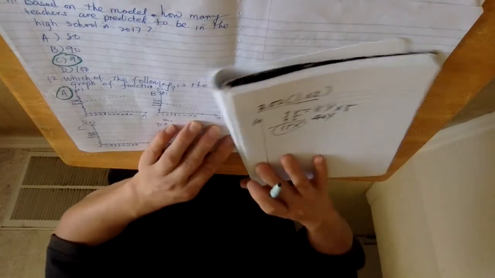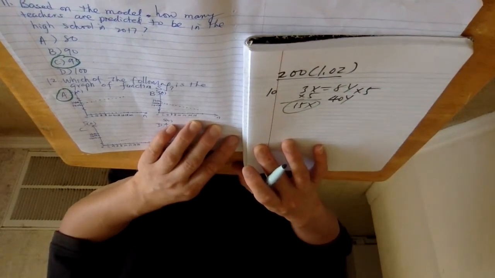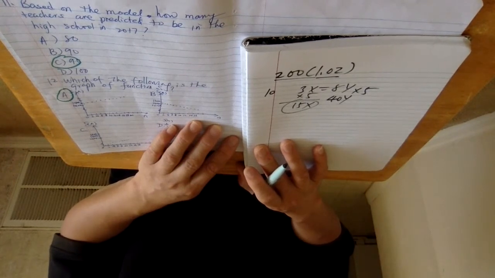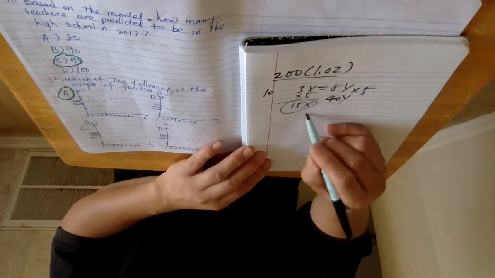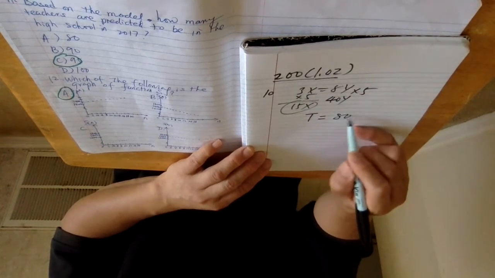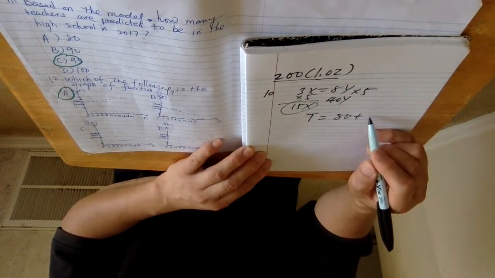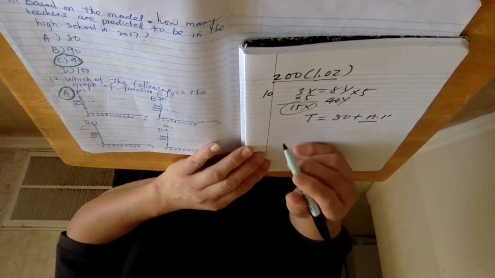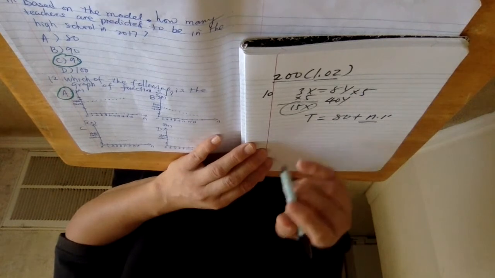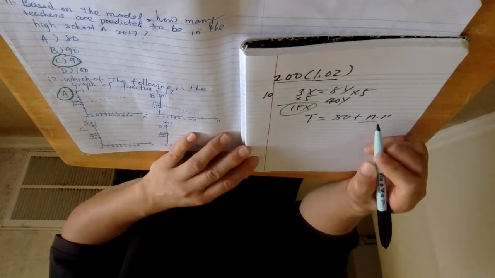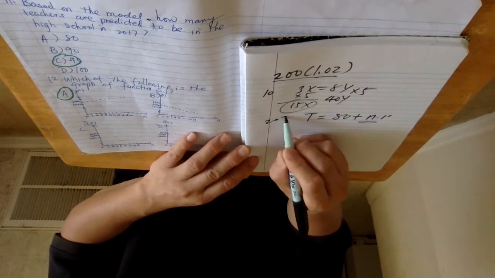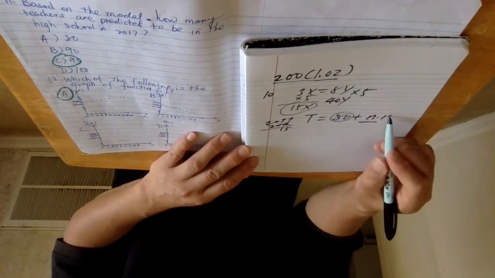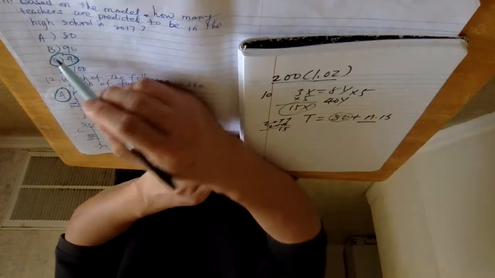Number 11. Based on the model, how many teachers are predicted to be in the high school? So we know T equals 80 plus n, where n is the number of years. Every year we have 2017 minus 2002, so that's 15, so 80 plus 15 will make it 95.